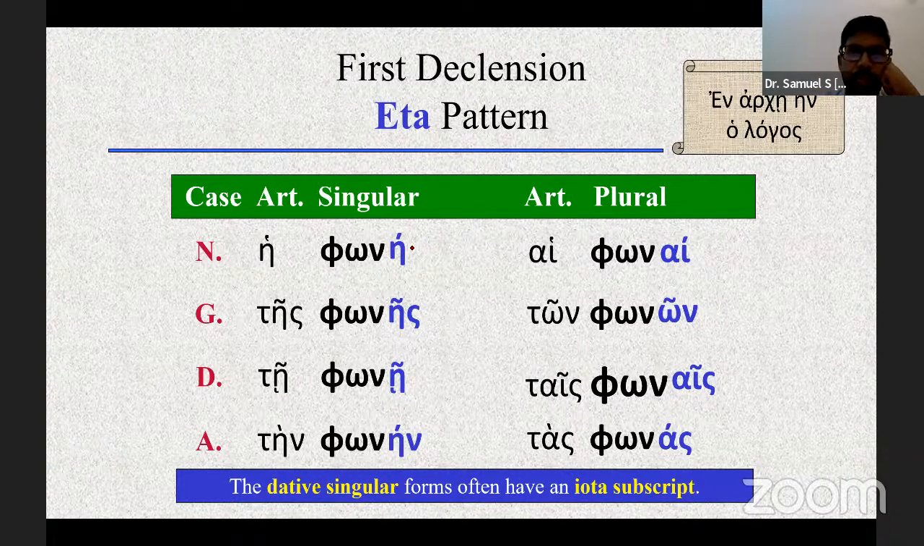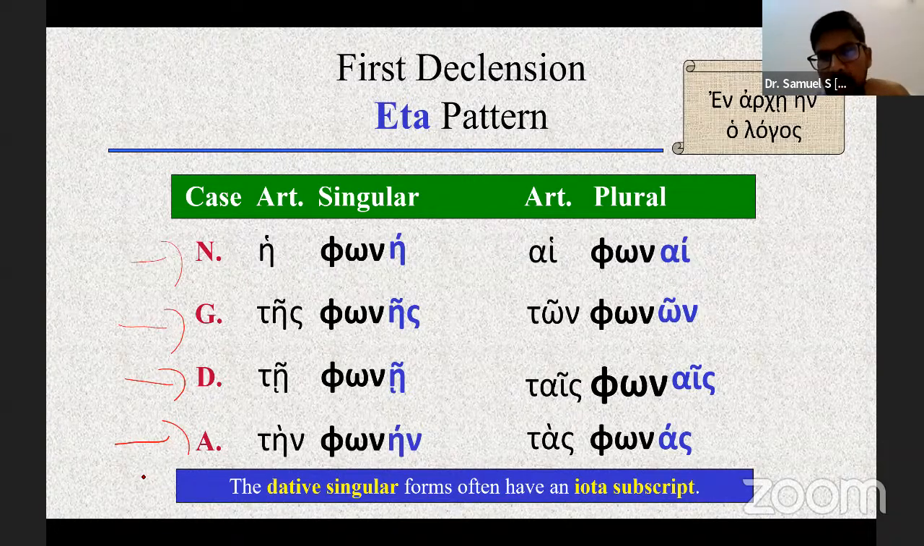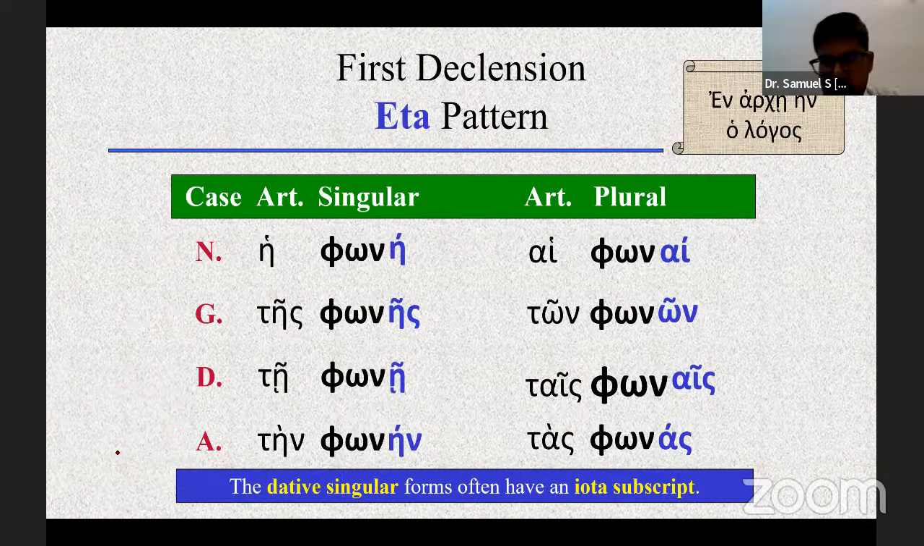Easiest way, just memorize the endings in the sequence. So you can say eta, es, ei, en, ai, on, ais, as, again and again. Or write down the table 20 times. Some way you've got to figure out to memorize this.